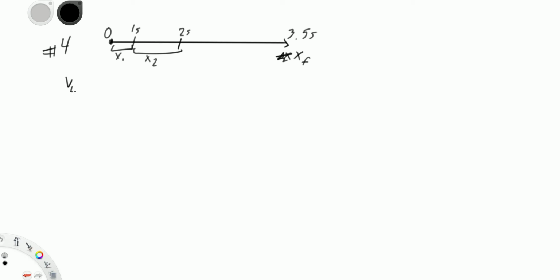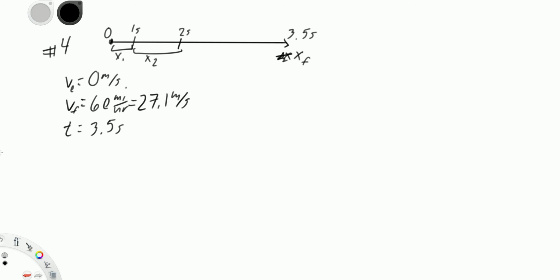Alright, so if we go through the problem, we know we start from rest, so our initial velocity is 0. I'm going to put it in meters per second because that always helps us out. Our v final at the end of the motion is 60 miles per hour. I'm going to assume that you know how to convert that by now. So we have 27.1 meters per second. And we know the whole motion took place in 3.5 seconds.